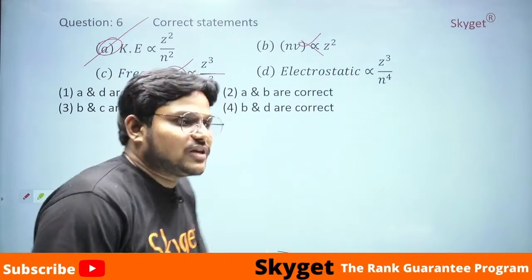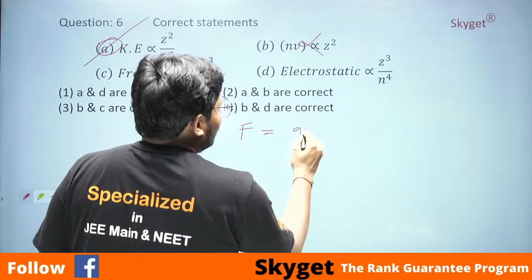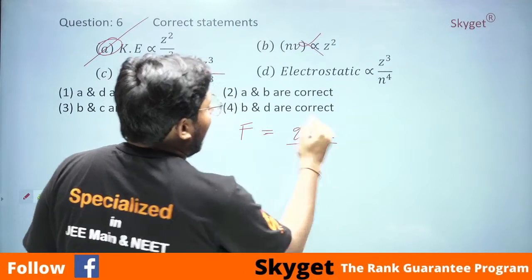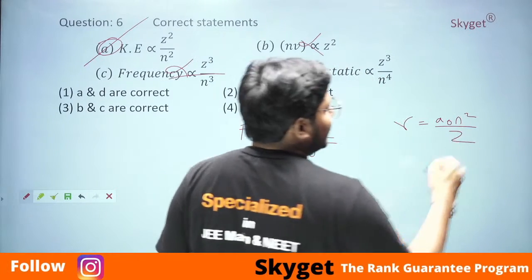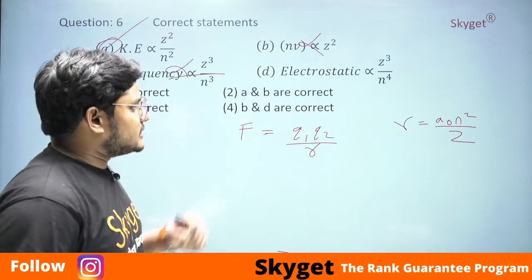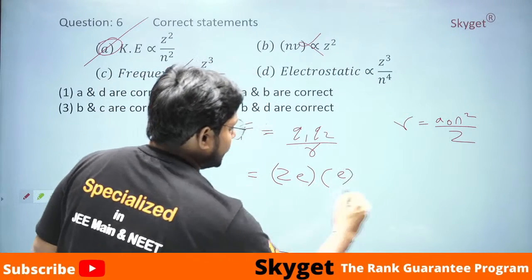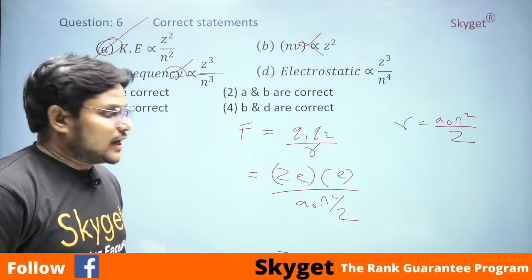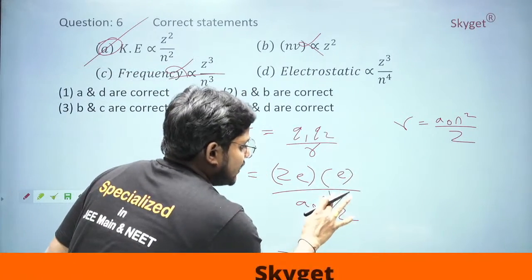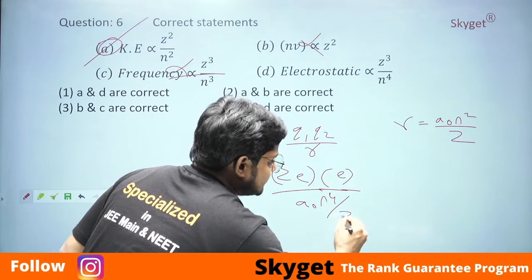Electrostatic force. We can solve this, students. F is equal to Q1 Q2 by R square. What is R? R is a naught n square by Z. What is Q1? Z E, and Q2 is E, divided by R square, where R is a naught n square by Z. Now R square gives a naught square n power 4 by Z square.